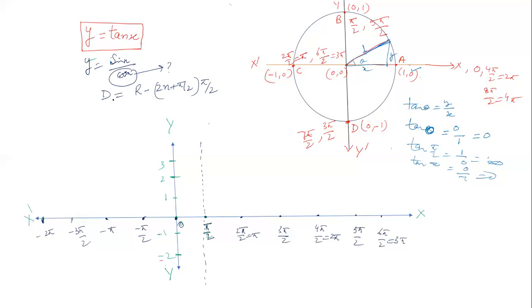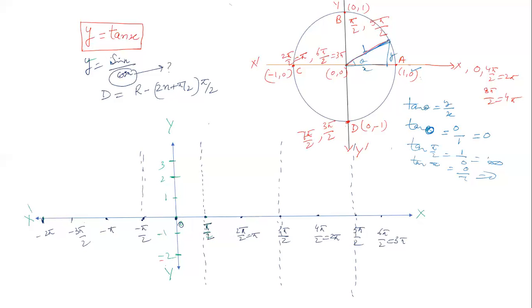It is the domain. These are the points where it is not defined. So we will check the odd multiples of pi by 2: pi by 2, then 3 pi by 2. We will draw the lines at the odd multiples of pi by 2. Then we have 5 pi by 2. Similarly, on this side, minus pi by 2.